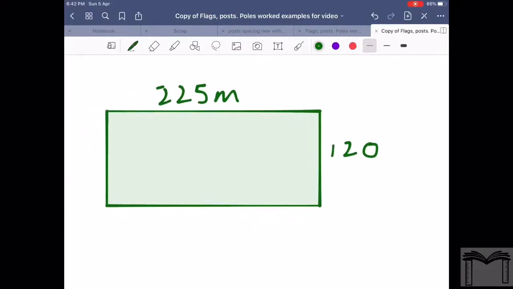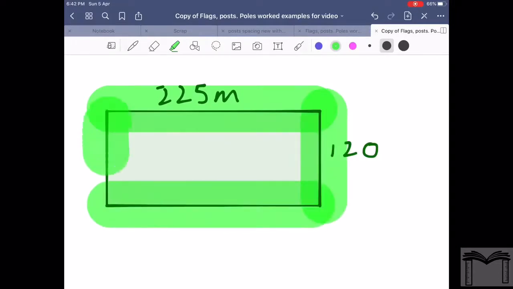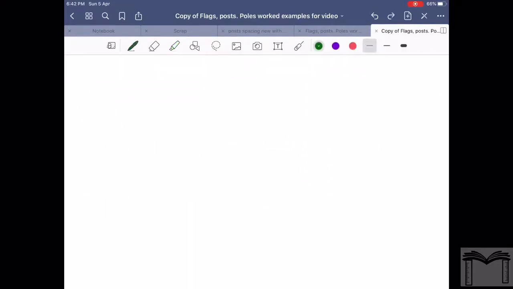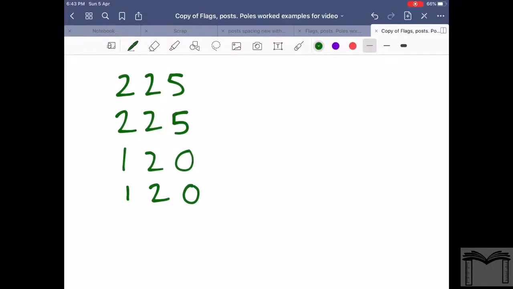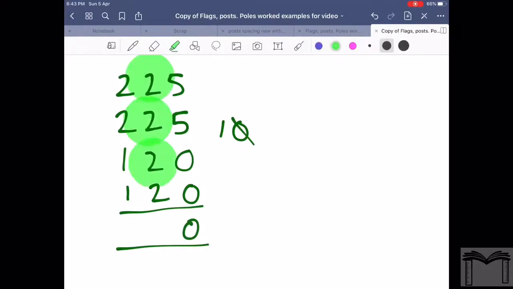So the perimeter will be 225 plus 225 plus 120 plus 120. So 5 plus 5 is 10. Two, four, six, eight plus 1. That's 9. 2, 4, 5, 6. So that's 690 meters for the perimeter.